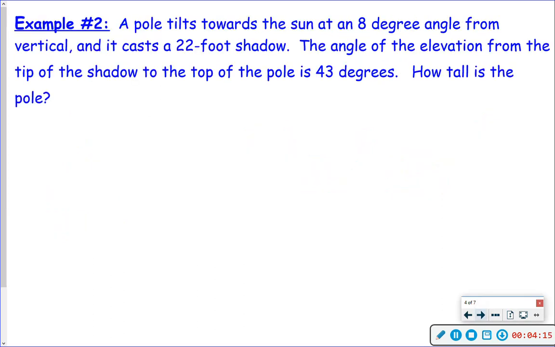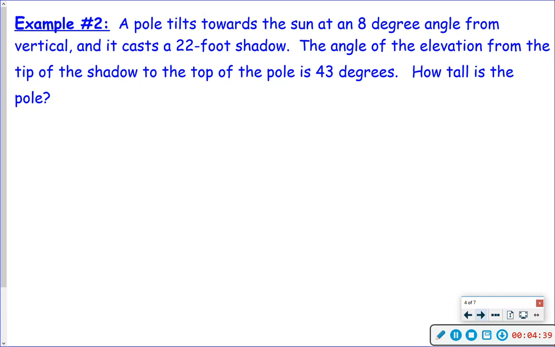There are a couple of word problems when we get to your mini test, and it gives us a chance to practice law of sines. So a pole tilts toward the sun at an 8-degree angle from vertical. Cast a 22-foot shadow. It's going to be great for me to draw. The angle of elevation from the tip of the shadow to the top of the pole is 43. Remember, angle of elevation is looking up, so it's the bottom angle because you're looking up. How tall is the pole?